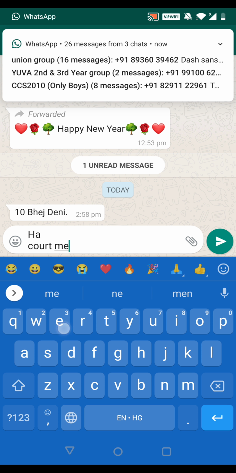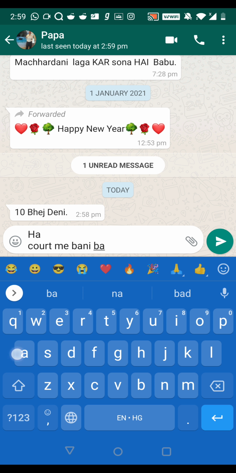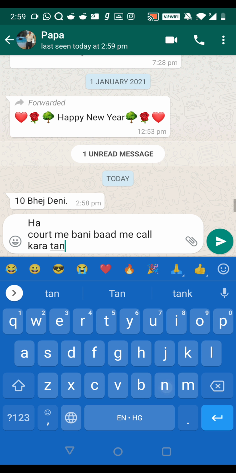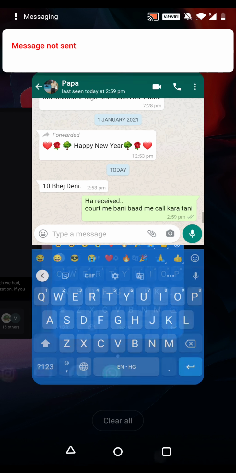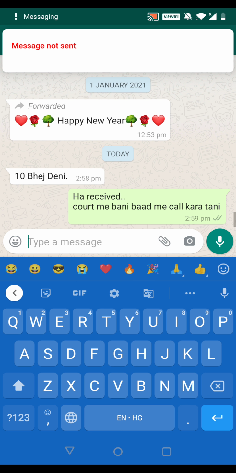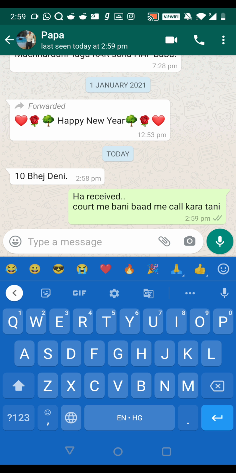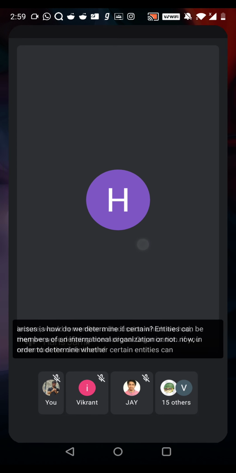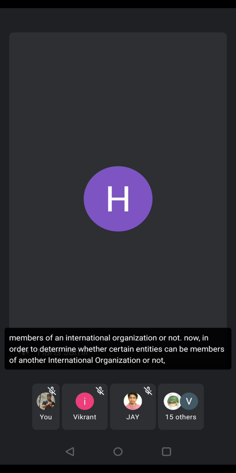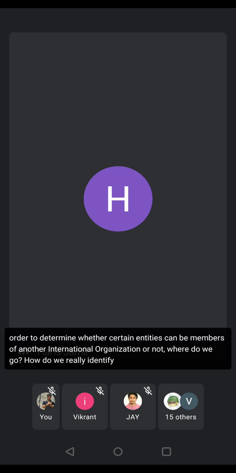That was the first point, which will have its own international legal personality. We also said that entities other than states can also be members of an international organization. This was the point which we discussed in the first lecture. I don't know how many of you remember that. When we say entities other than states may also be members of an international organization, the question which arises is, how do we determine if certain entities can be members of an international organization or not? Where do we go? How do we really identify that? Any response to that?